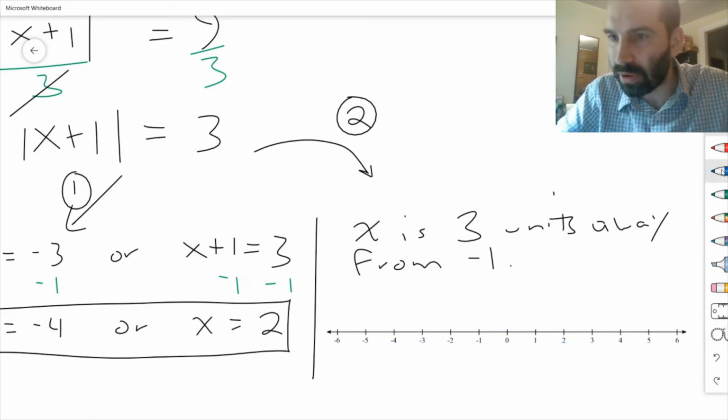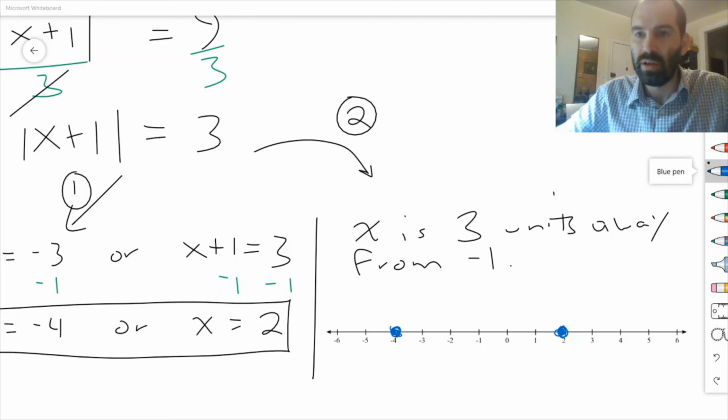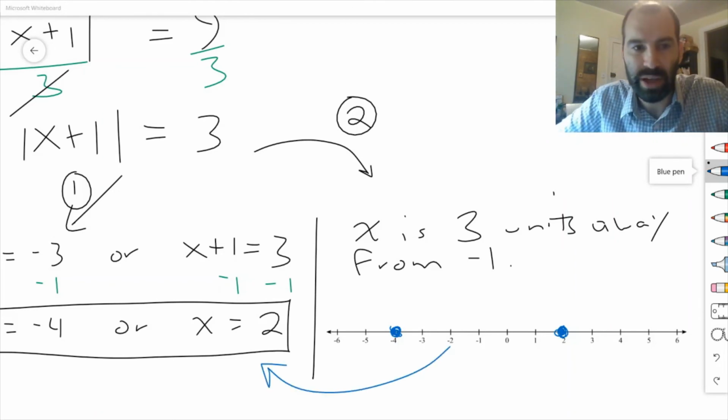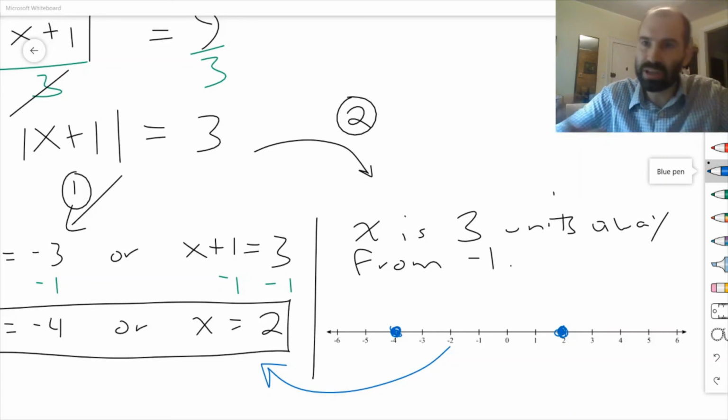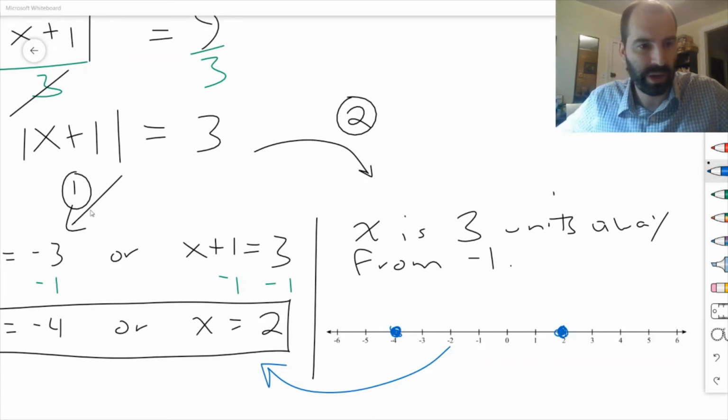Okay, so let's go ahead and put it. So let's go to negative 1 here, and we'll go 3 units to the right, and that puts us here. 3 units to the left puts us here. And notice that that's exactly the same answers we had before, negative 4 and 2. So 2 different approaches to solve these. Think about it geometrically, or you can just do it algebraically. The first way was algebraic, the second way was geometric. Okay, so that's absolute value equations.